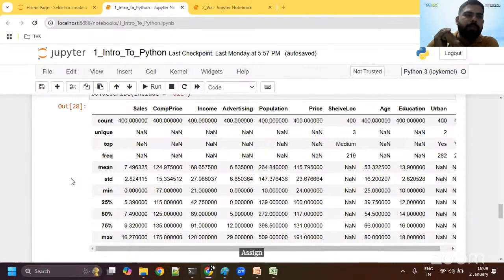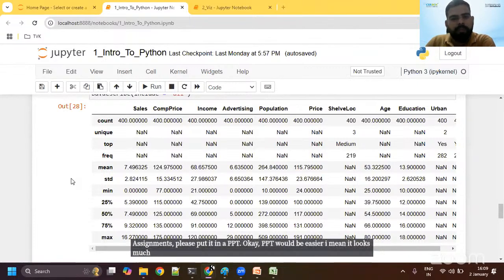Assignments, please put it in a PPT. PPT would be easier. I mean, it looks much better also, right? Put it in a PPT, write your analysis, your interpretation in the PPT itself.